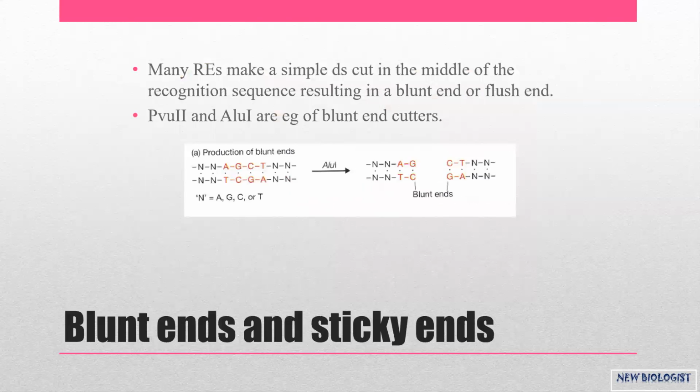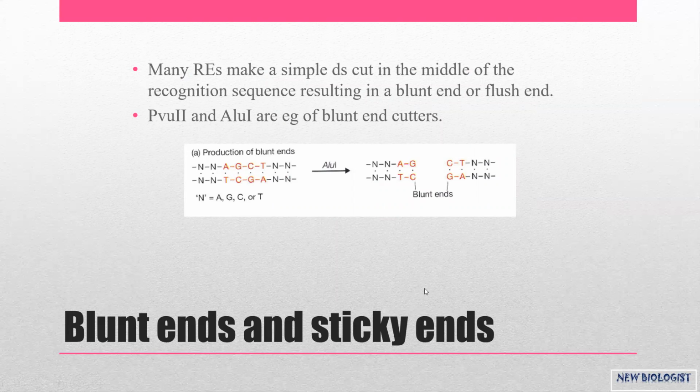Okay. What are the types of restriction enzymes, and how does the cutting take place? There are two different kinds of cut ends generated. One is a blunt end, another is a sticky end. First we will look at the blunt end. Enzymes like PvuII and AluI generate blunt ends, another terminology being flush ends.